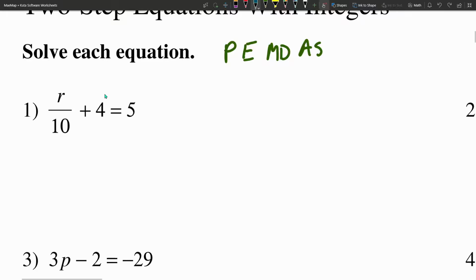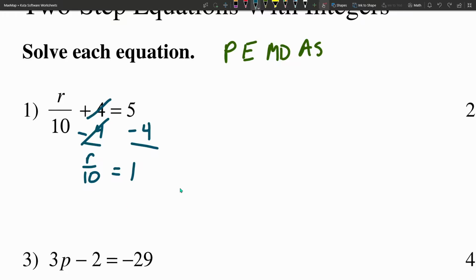So for number one, we're going to start by subtracting 4. And whatever we do to the left-hand side of our equation, we need to do to the right-hand side. So when I subtract 4, notice that 4 minus 4 goes to 0, and 5 minus 4 goes to 1. So I'm going to have 1 on my right-hand side and r divided by 10 on my left-hand side, because 4 minus 4 gave me a 0, and r divided by 10 plus 0 is just r divided by 10.